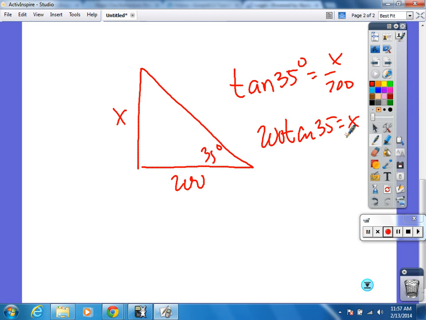Let's see if we all get the same rough idea. What mode do you think we should be in? Degrees, to check. Anyone? 140 point something, right? So am I going to replace x with 140 point something for the next triangle? Yes or no? No. Why?